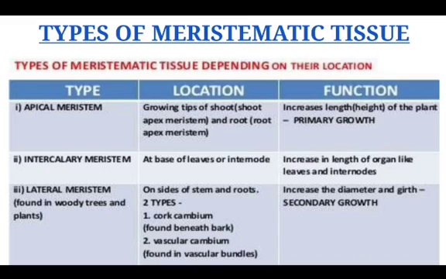The next one is intercalary meristem. It is located at the base of leaves or internodes. In the stem region, leaves arise, isn't it? So at the base of the leaf or internode, we see this intercalary meristem. Its function is to increase the length of organs like leaves and internodes.